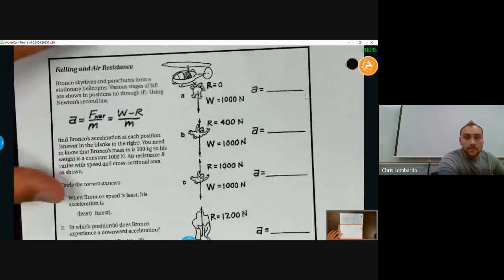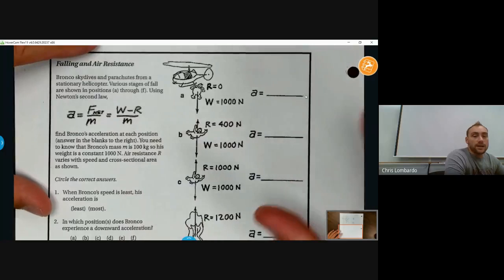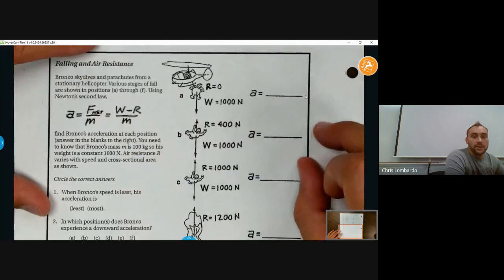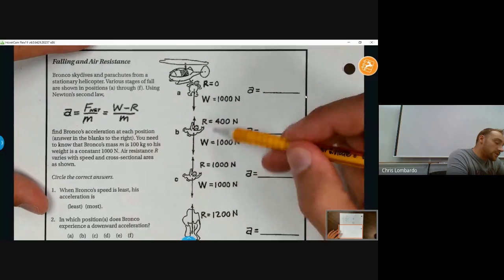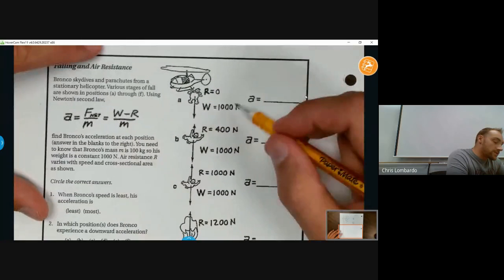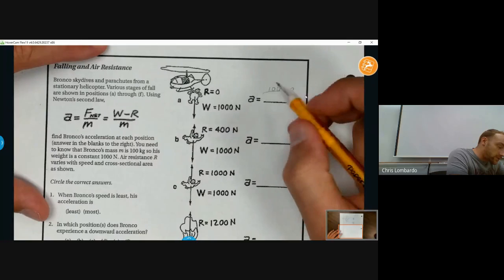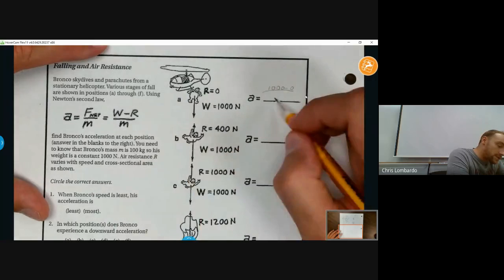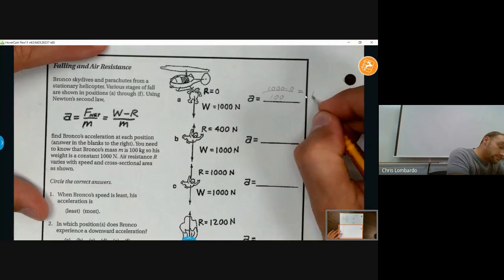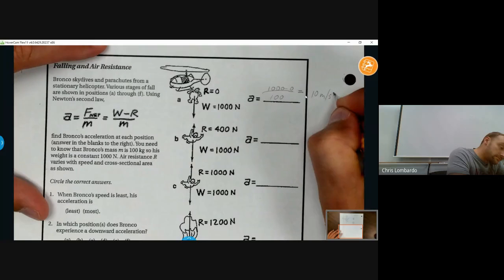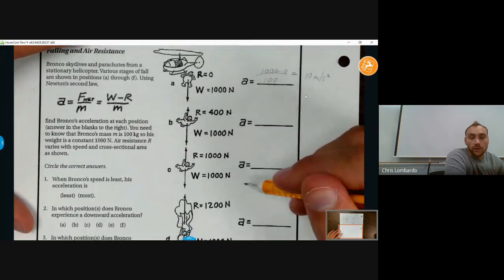Okay, on the next set, on your doc, I put it like A, find the acceleration at points A, B, C, D, and so on. You're doing the weight of the skydiver minus the air resistance. So in this case, you have 1,000 minus 0 divided by the man's mass, which was 100 kilograms in each of them. So 1,000 divided by 100, what is that? 10 meters per second squared.